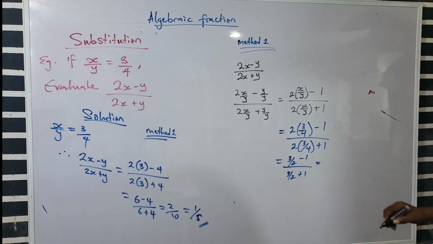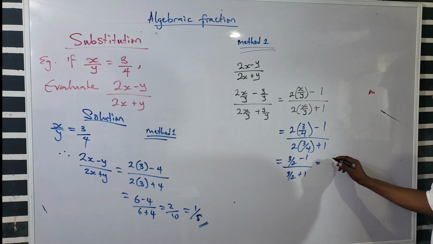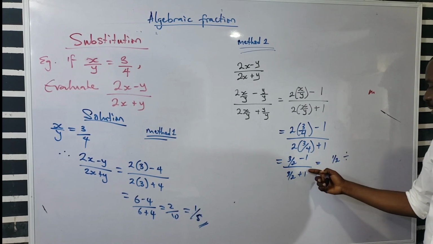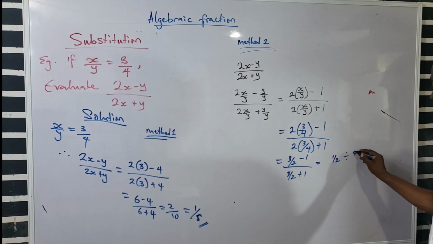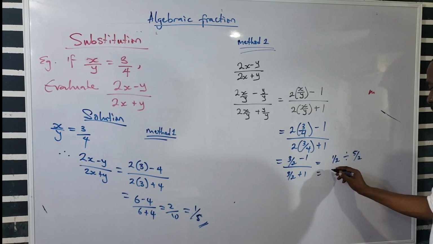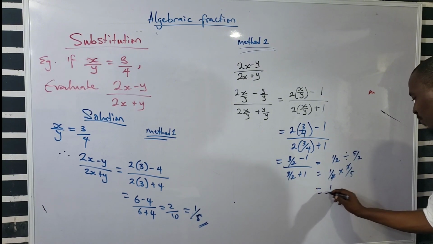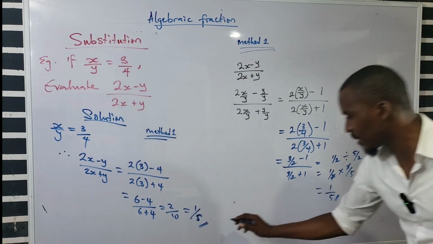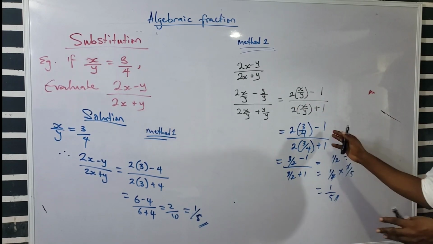So what would that give you? 3 over 2 minus 1 will give us 1 over 2, divided by, that's all over, 3 over 2 plus 1, that will give you 5 over 2. So change that, you have 1 over 2 times 2 over 5. So 2 will cancel 2, you have 1 over 5, which is the same as what we have here. So let me explain this again.